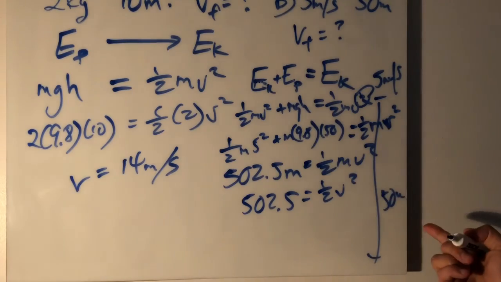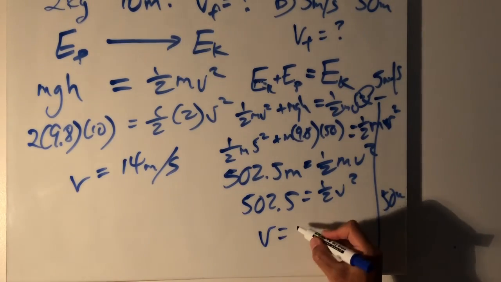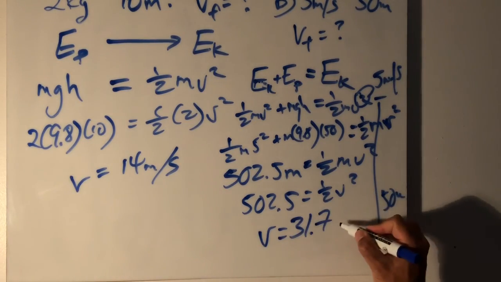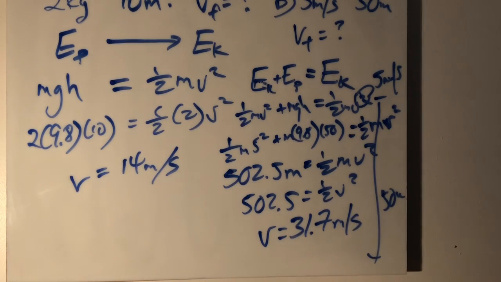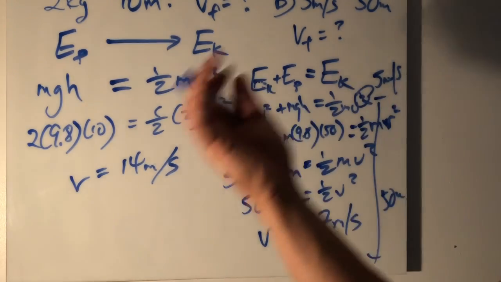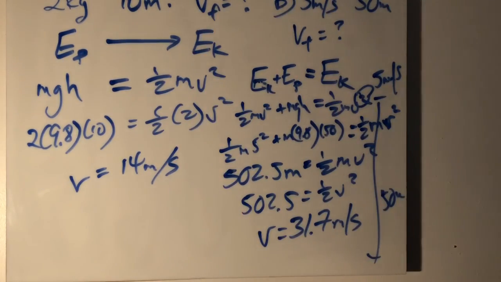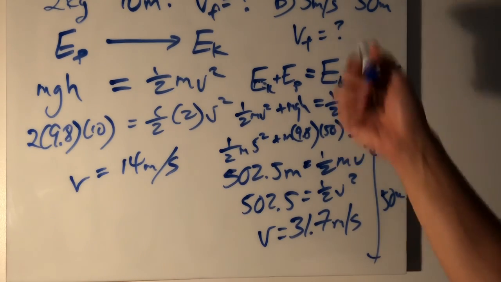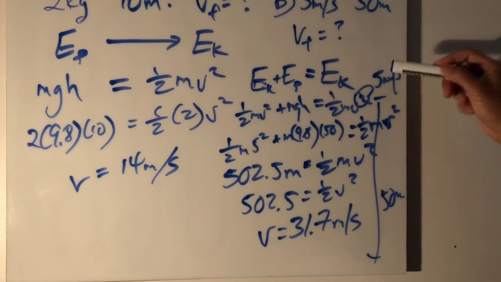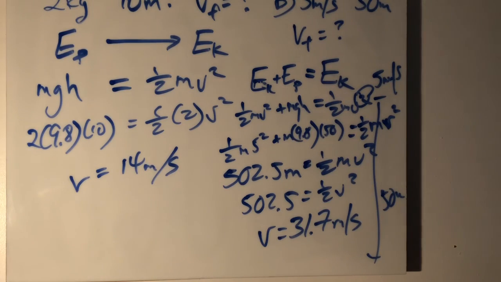Now we no longer have the mass, and we can figure out that the velocity is going to be 31.7 meters per second. Okay, so you don't really need to know the mass of the object if it's the same object that hasn't changed mass as it's falling through the air. You can figure out how fast it's going because you know how fast it was going at that point in time. All right, so that's it for today. Quick lesson.